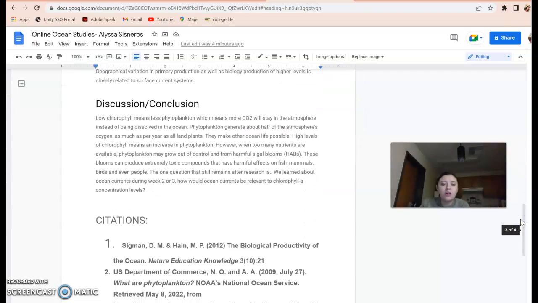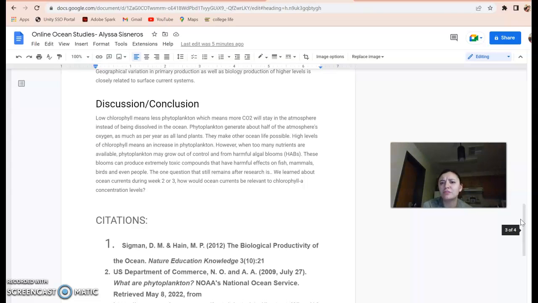Okay, low chlorophyll means less phytoplankton, which means more CO2 will stay in the atmosphere instead of being dissolved in the ocean. Well, what does that mean? I'm so glad you asked. So, phytoplankton generates about half of the atmosphere's oxygen per year, as much as all land plants. They make other ocean life possible. So less phytoplankton is very bad for us because that means less oxygen throughout the earth, which also means other ocean life could not be possible without phytoplankton.